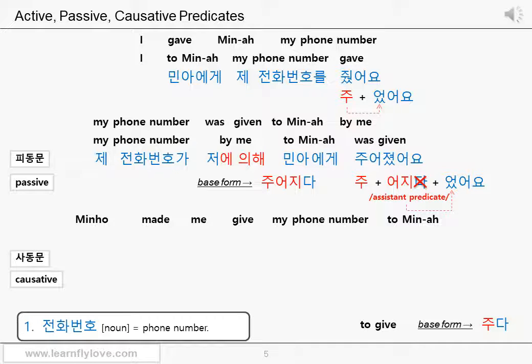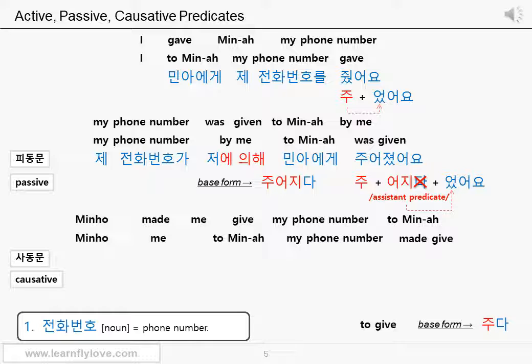We are going to make a causative verb with the active verb 주다. Therefore, the entire made give is going to be the predicative part in Korean. Let's rearrange the words. The main subject Minho comes first in the Korean sentence too. Who gave the phone number? Yes, me. Let's put me next. To whom? Yes, to Mina. What's the object? My phone number. And the predicative part, made give, comes at the end. Minho, me, to Mina, my phone number, made give.